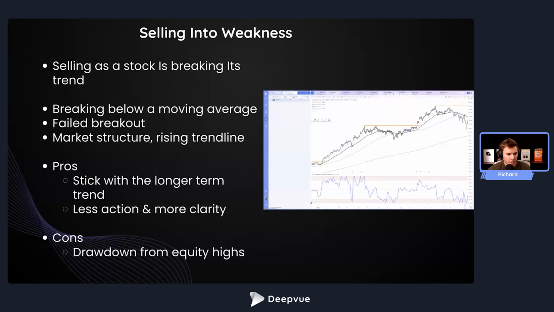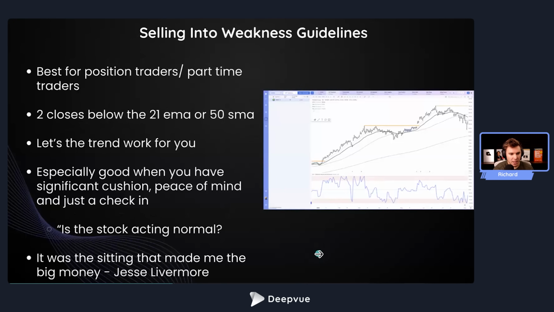All right. So let's keep moving. So, some guidelines for selling into weakness. And let me move the zoom thing. So selling into weakness, again, is I think best for position traders, part-time traders. I personally use two closes below the 21 EMA as my sell into weakness cue. It works fantastic for trading moves from base to base.